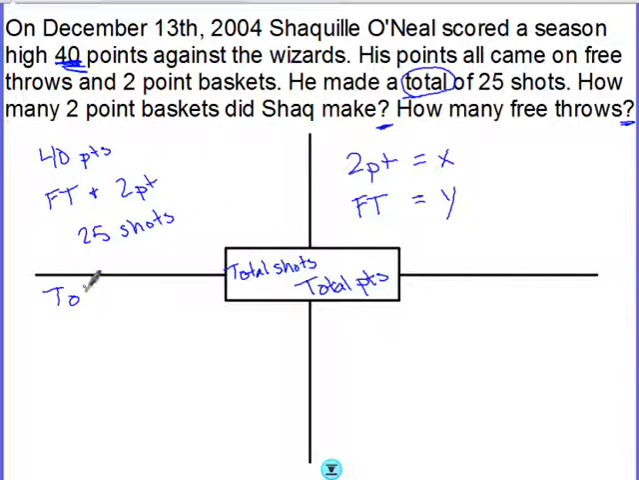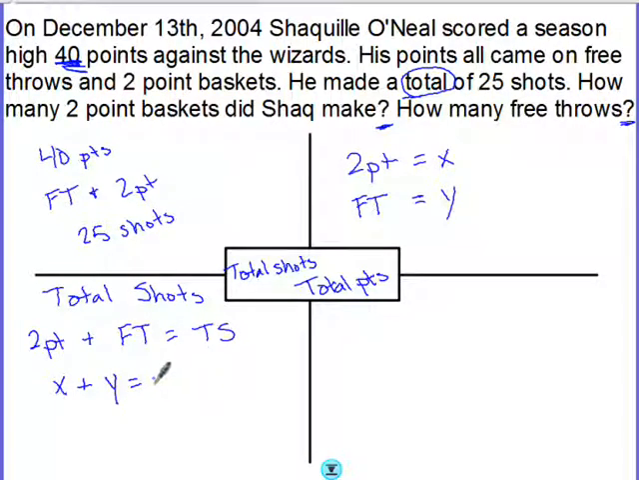Alright, so over here, let's write an equation for total shots. Alright, well, he had two kinds of shots. So we have 2-point shots plus free throws, and that's going to equal total shots. Alright, so let's put it in an equation form. 2-point shots, we don't know how many, but we assigned it the variable x. We don't know how many free throws he made, but we assigned it the variable y. And we know that he made 25 total shots. So those two things have to add up to 25. Then his total points.